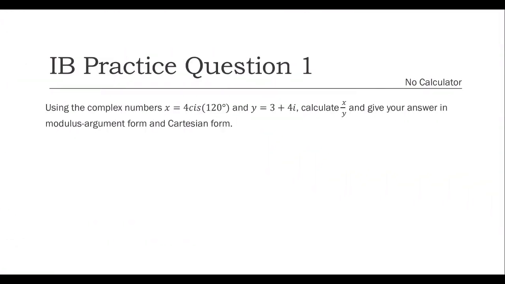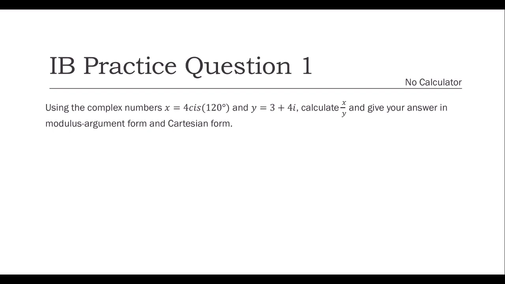So here we have our first IB practice question. Before we read it, I want to note something here. x equals 4 cis 120 degrees. Because there's a degree symbol here, we'll need to use degrees instead of radians. But if there isn't a degree sign, we assume that the angle is in radians. So now we'll read the whole question.